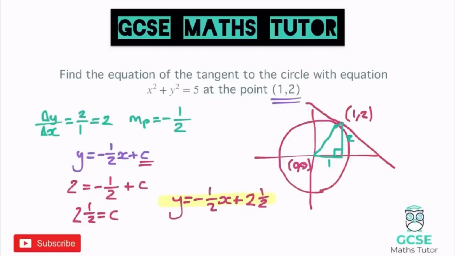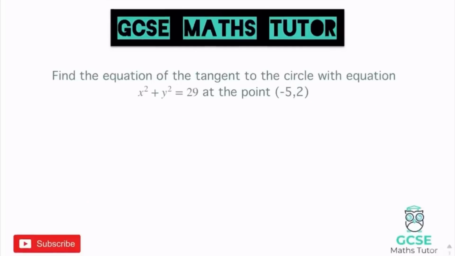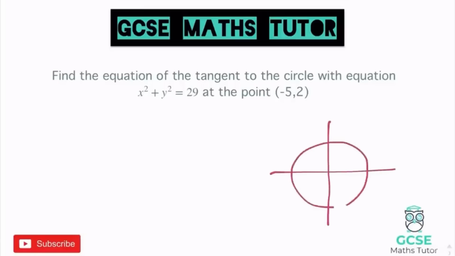We'll have a look at one more before you have a go. So find the equation of the tangent to the circle with the equation x squared plus y squared equals 29, at the point negative 5, 2. Thinking about what this one looks like, let's draw a little sketch. Negative 5, 2 is going to be over here in this quadrant. If I was to draw a little tangent, it'd be sloping this way this time. There we go, so let's label that up.